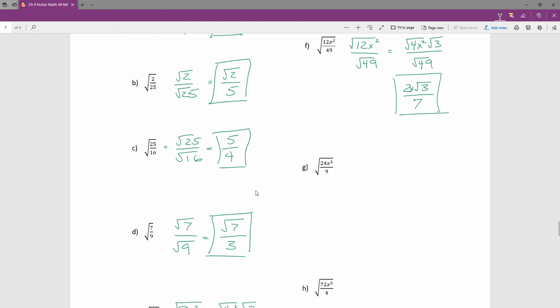A few more on the page here. Take your time in breaking up the fraction and then breaking down either the numerator or the denominator if you can.